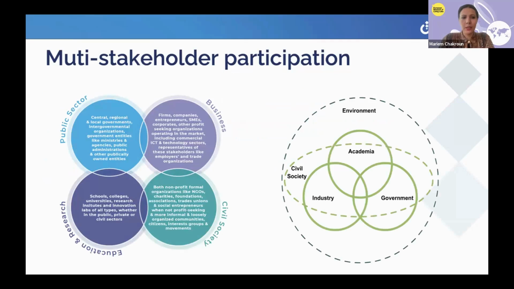As I was mentioning, the different stakeholder categories are the public sector, which are the local authorities, municipalities and cities, business and industry, research and academia, and civil society and citizens. And when it comes to projects in relation to climate change, we add the environmental aspect, which is illustrated here on the screen.